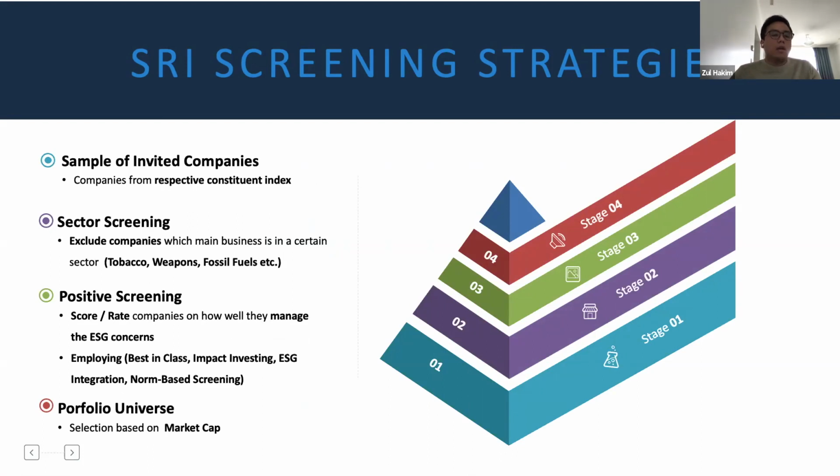and fossil fuels. Later on, with this set of companies that they have, they will arrange them in order to have a sense of which company practices best in terms of ESG concerns. And later on, these companies will go into a portfolio universe according to market cap.